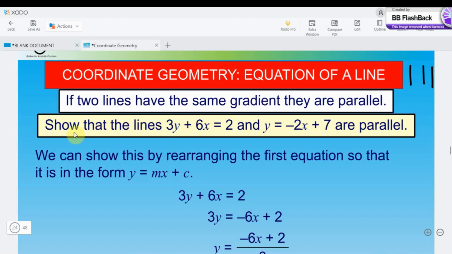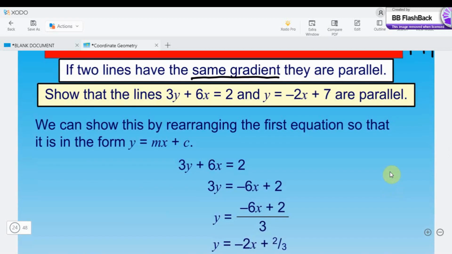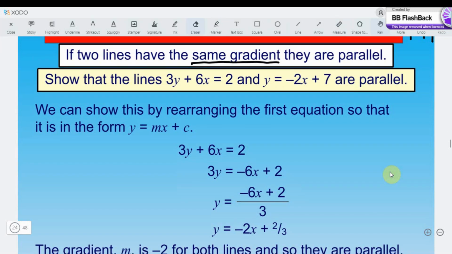So, how do they ask the question? When they ask questions like this, show that the lines 3y plus 6x equals 2 and y equals negative 2x plus 7 are parallel. You just need to remember that parallel lines have the same gradient. So in that case, the only way to do this is to show that both lines have a gradient of negative 2. Because the second line is already in, it's already in what?